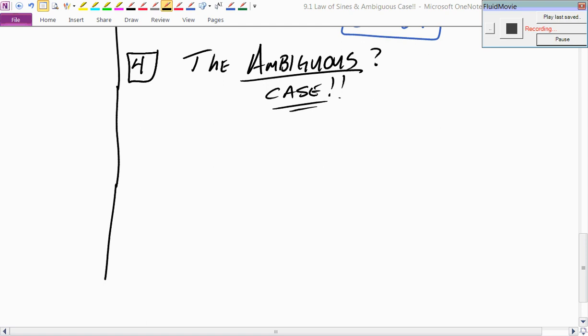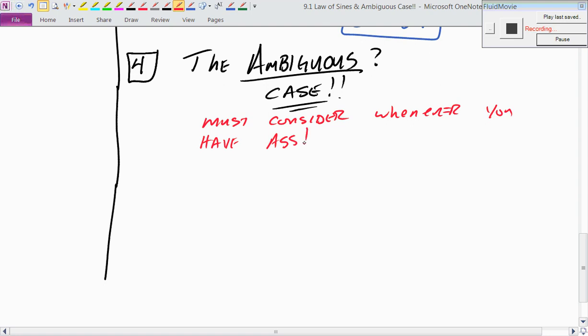All right, we're going to talk about the ambiguous case for the rest of the day here. Whenever you have angle side side, you must consider the ambiguous case. Actually, side side angle. There we go. I can't handle it. Okay, side side angle. You have to consider this.